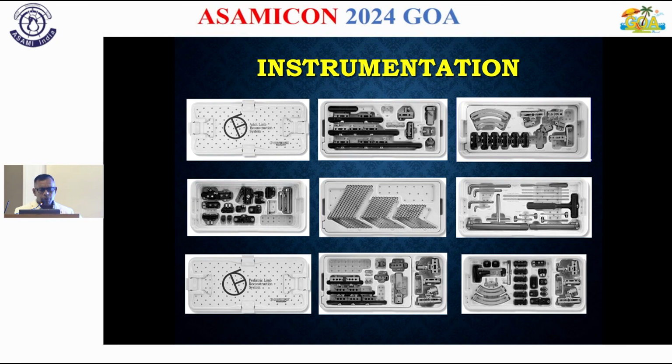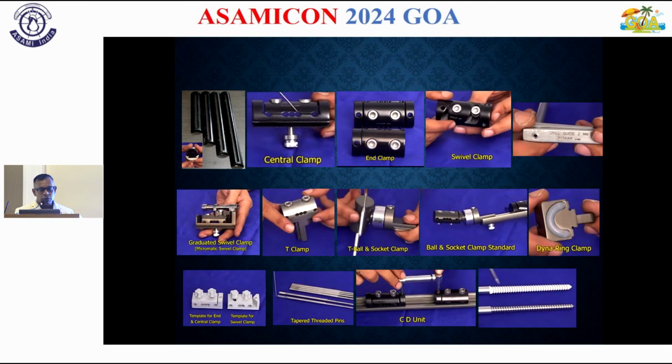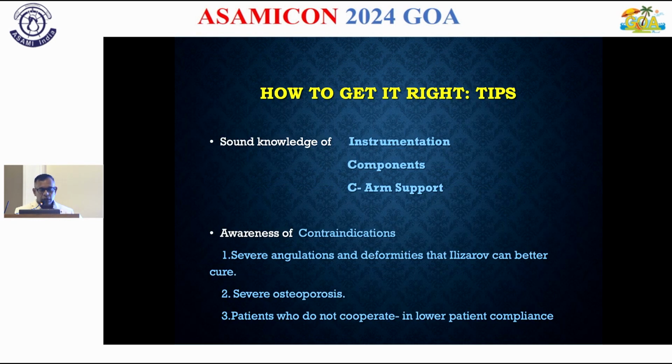The instrumentation part and the components part, we all know that there are rails, there are clamps, the differences between the central and the end clamps. There are swivel clamps which allow angulations. There are ball and socket clamps. And there is a dyna ring which allows controlled compression, etc. Then the most important thing is the CD unit, which differentiates it, along with other components, from a standard AO fixator.